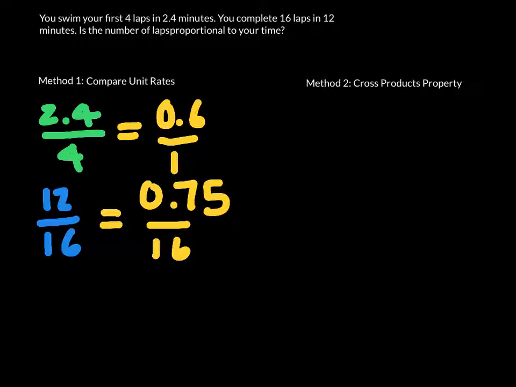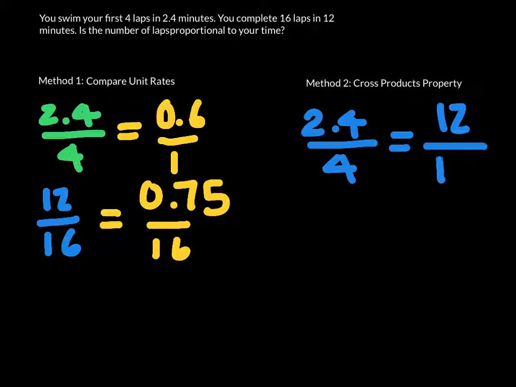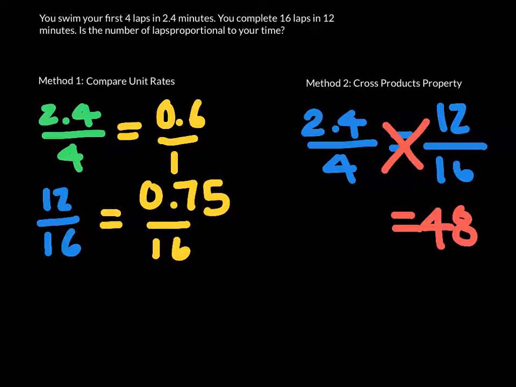Okay, and the other way that you can do it is cross product property. What you do is you put 2.4 over 4 equals 12 over 16. Then you do the cross multiplication to see. So 12 times 4 is 48. Okay, and then 16 times 2.4 is 38.4, and those are not equal, so you put the not equal sign, so they're not proportional.